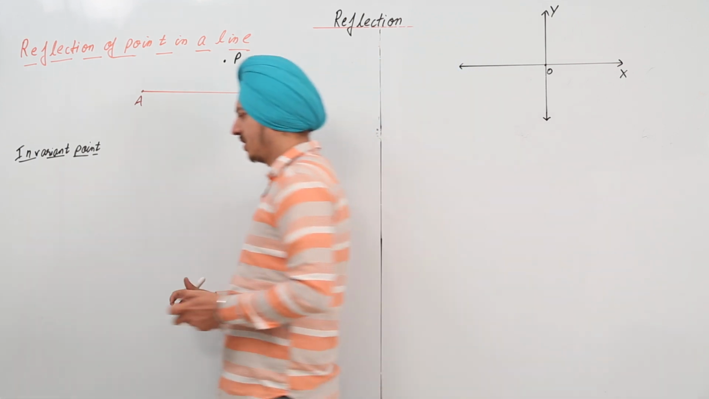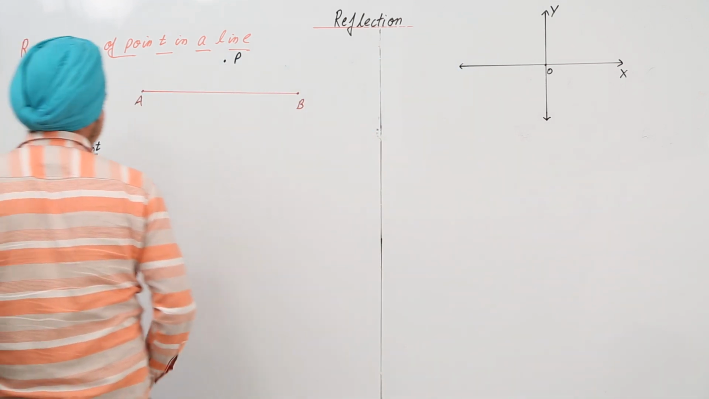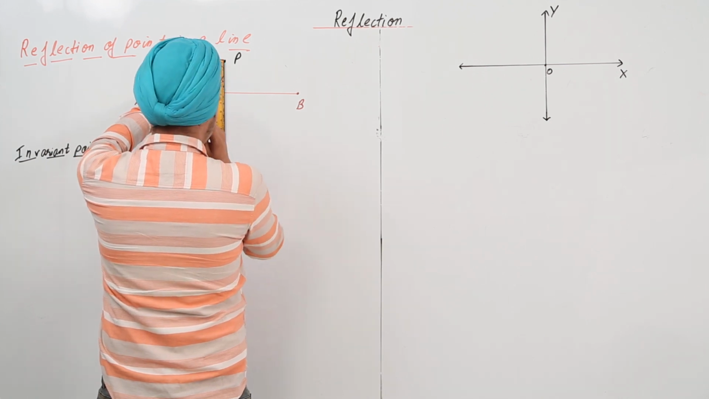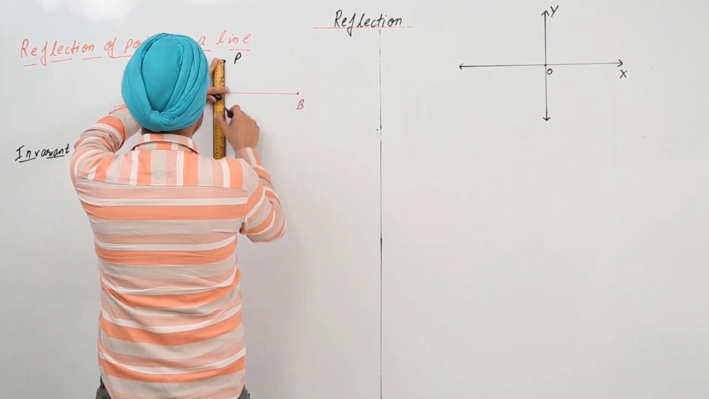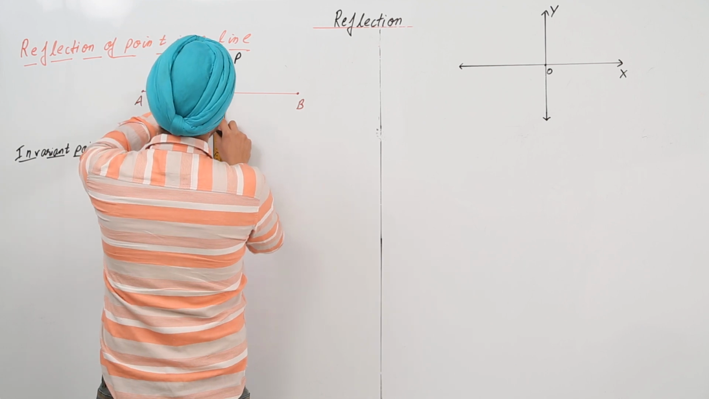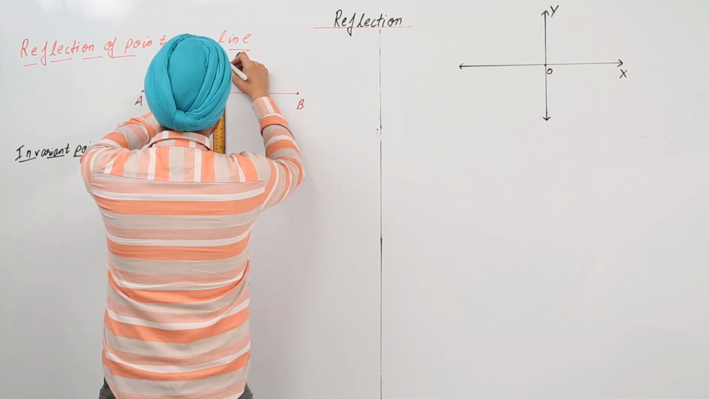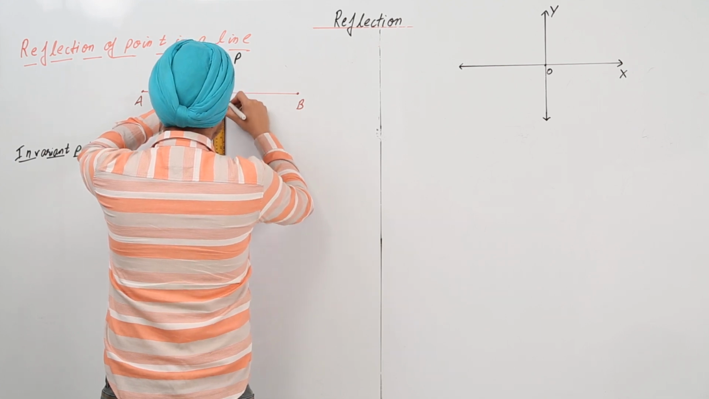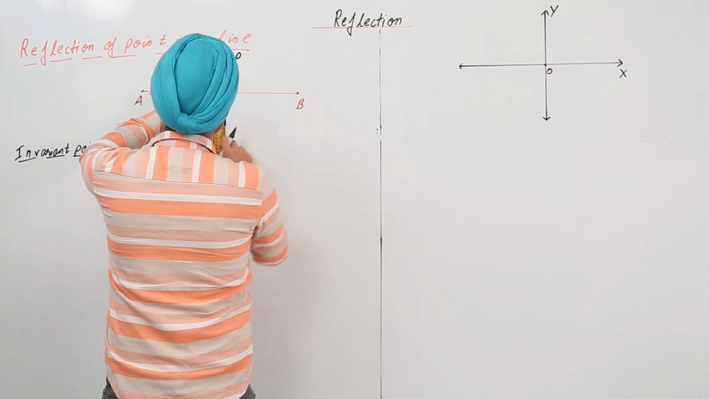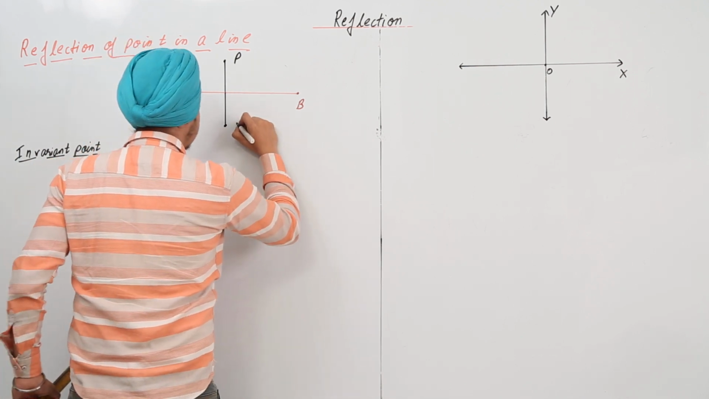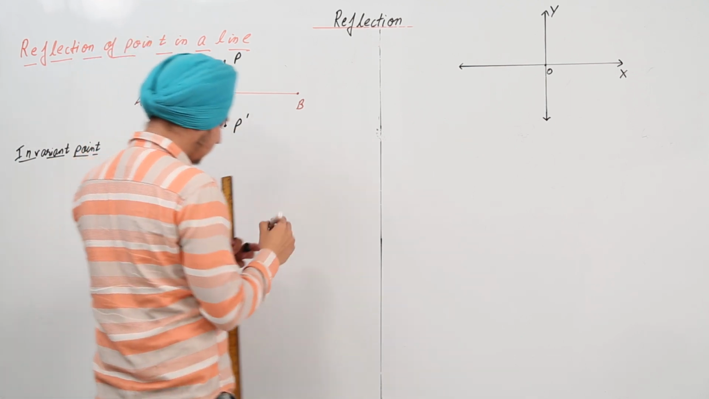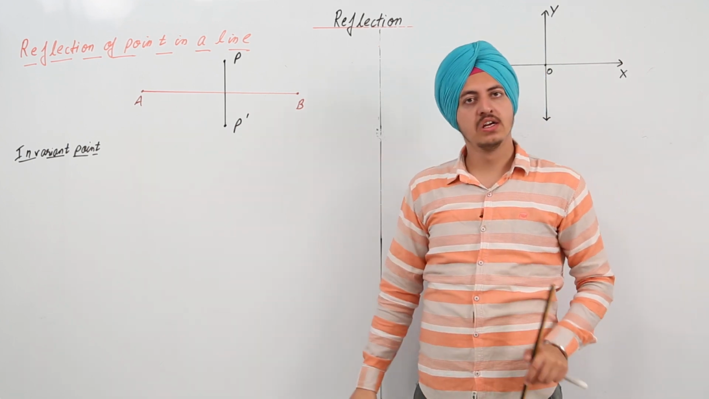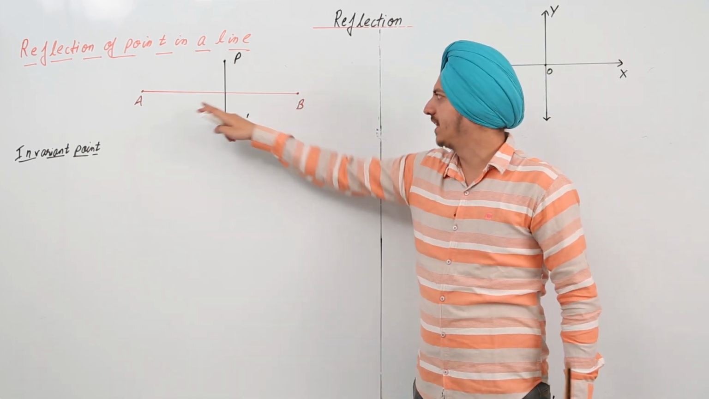The image will be formed behind this mirror at the same distance as P is, right? So what we do is we just take the scale and we draw a perpendicular from this point onto the line AB, and we let it cross AB and take it to the same distance as it is from point P. So this point P dash is the image of this point P in this line AB.